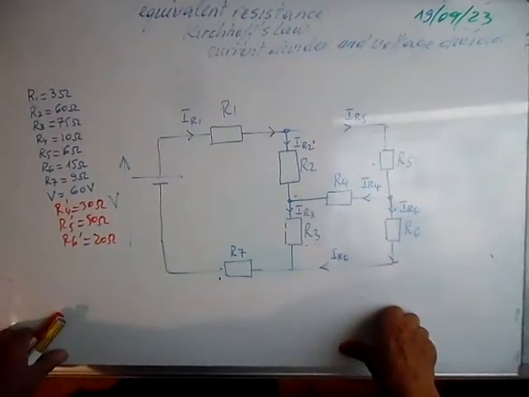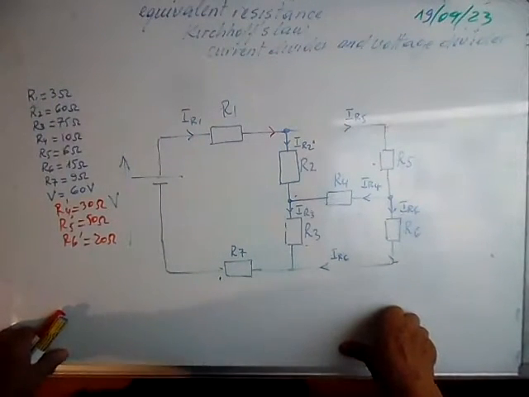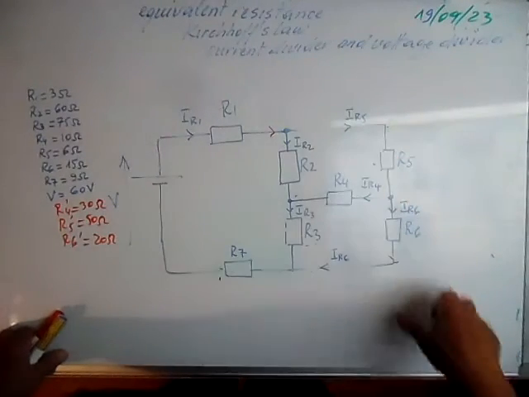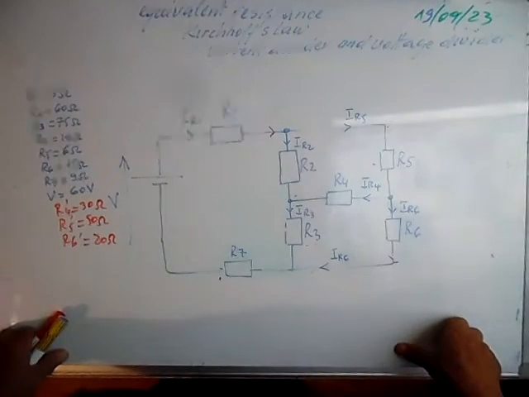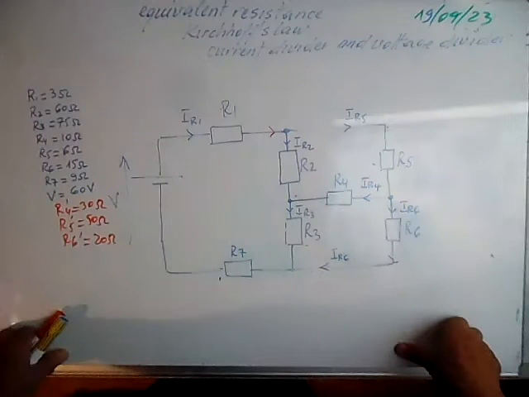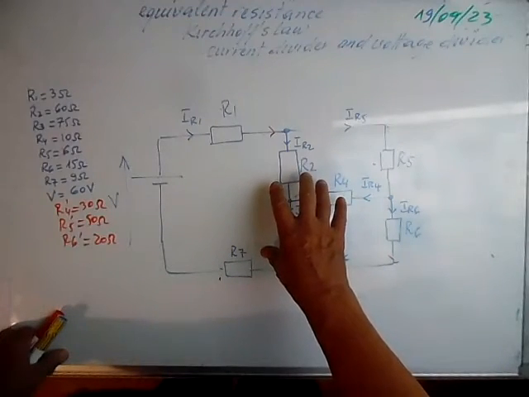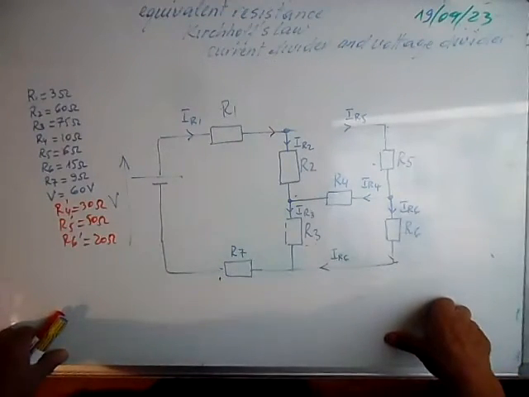Morning. Suppose we have a circuit like this and we have to calculate the current flowing in the branches. First thing to do is one transformation, a star-delta transformation. We can transform this one or this one. Okay, and later we can calculate the currents.